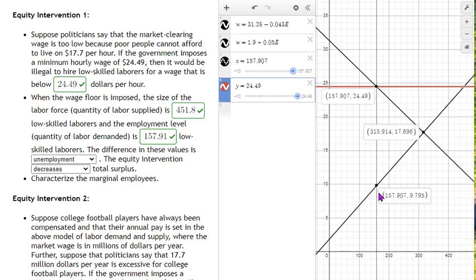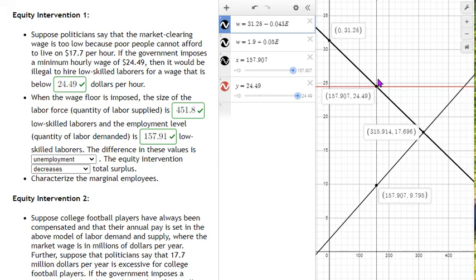Now it says characterize the marginal employees, right? Who are the marginal employees here? Well, who's hired? The people that are hired are the most productive. And maybe the most productive are the people with the best vocational training, or they went to the best high school, right? They're going to be the ones that are hired by the firms.